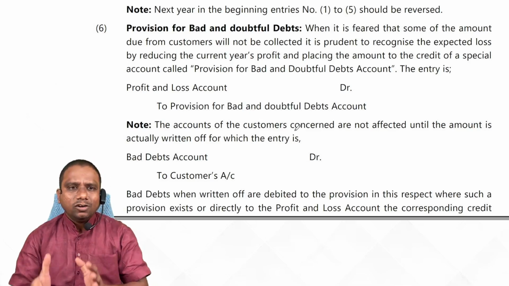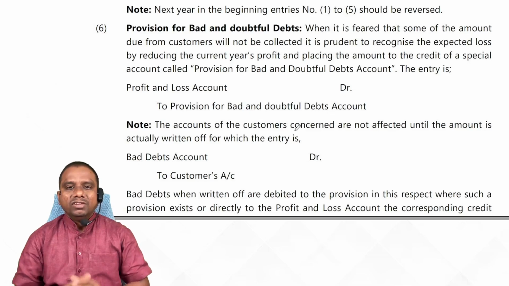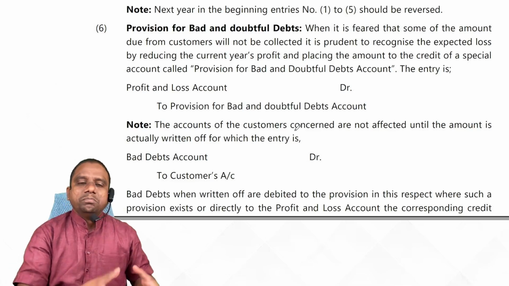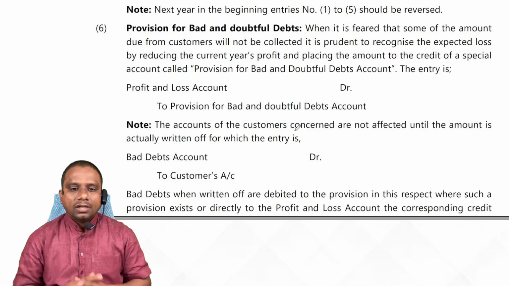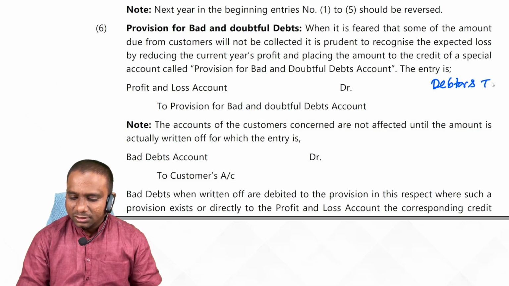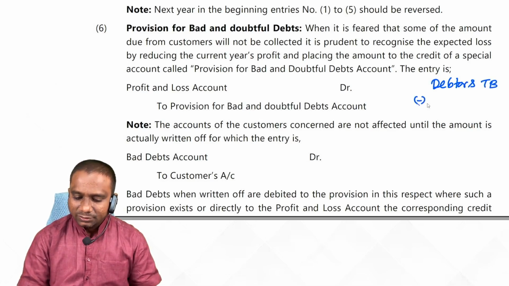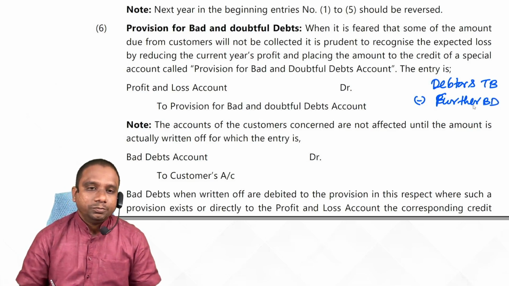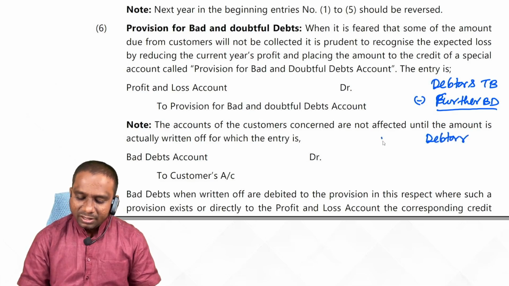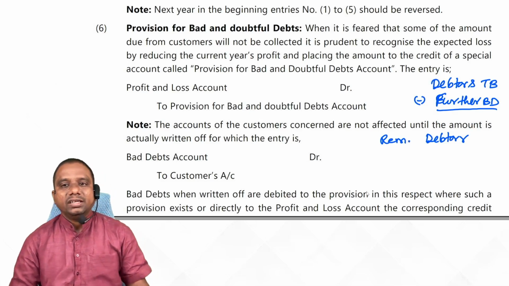Now, at the end of the year, we have to check whether any of the debtors became bad debts. Debtors as per trial balance, minus any further bad debts after preparation of the trial balance, we have to deduct. So we get the remaining debtors. Yes or no?